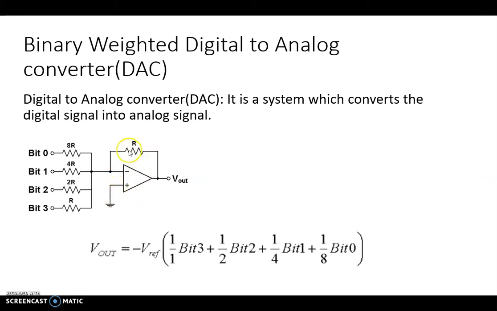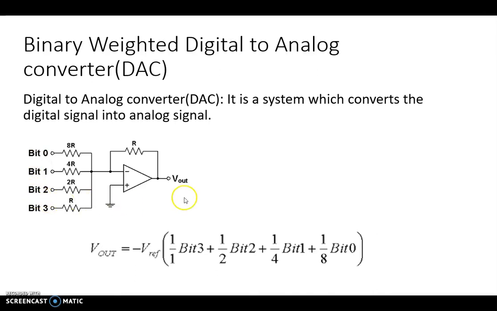A feedback resistance of R ohms is connected here. Then a resistance of R ohm is connected to bit 3, resistance of 2R is connected to bit 2, resistance of 4R is connected to bit 1, and resistance of 8R is connected to bit 0.